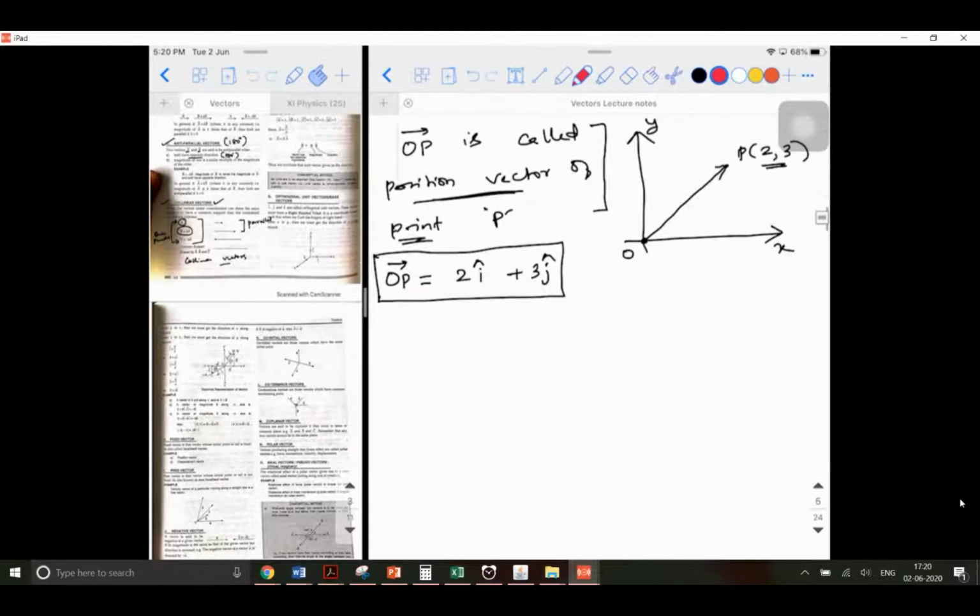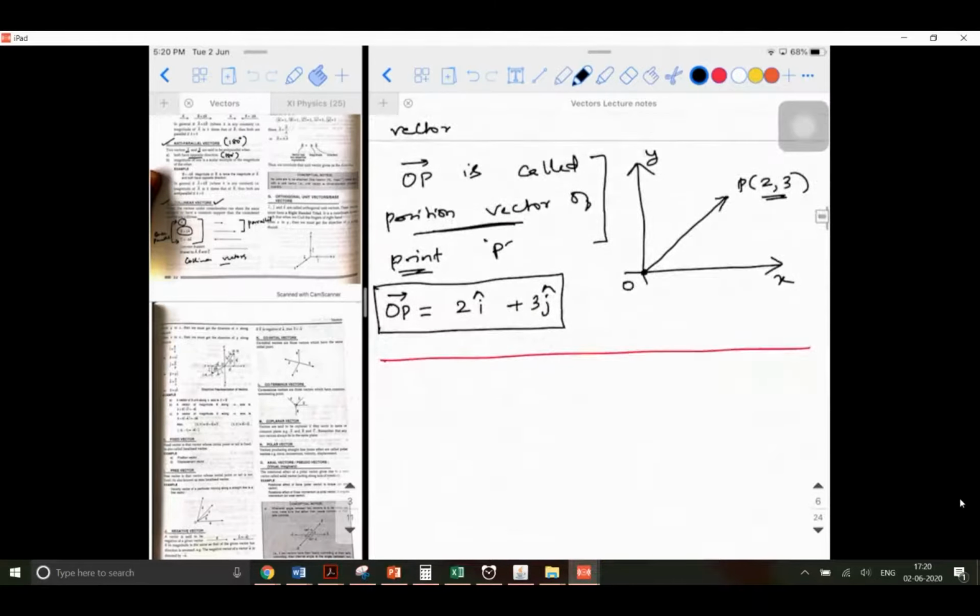The next concept is the magnitude of a given vector. Yesterday I told you, right? Magnitude means, so how do you write magnitude for a given vector? If a vector is there, for magnitude, you put a modulus around it, as simple as that. That's it, right? But I told you there is a way to calculate it. So now I'm going to give you the formula for calculating the magnitude of a vector.